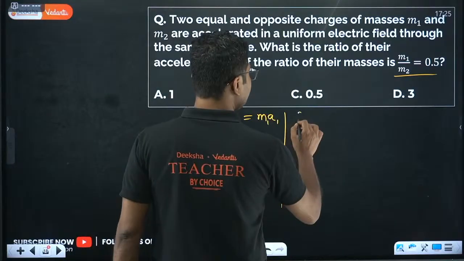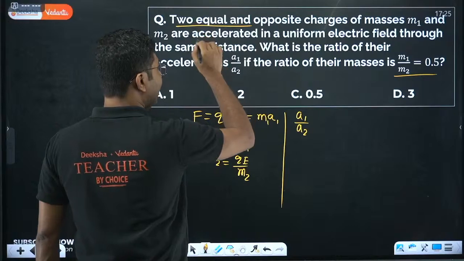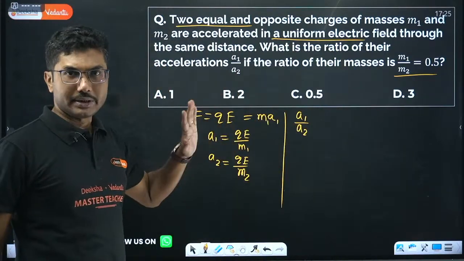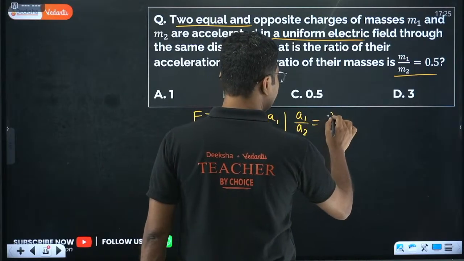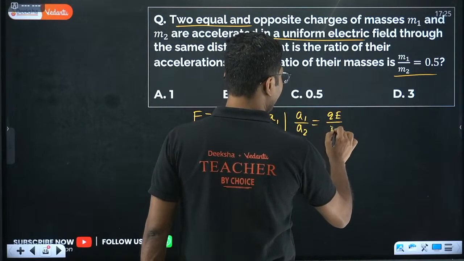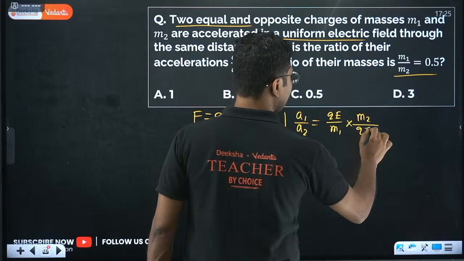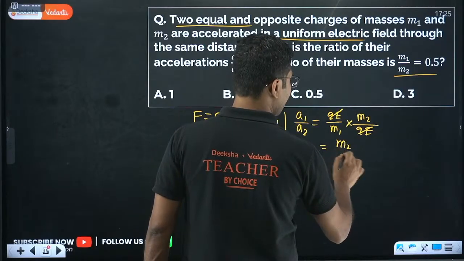So what is the ratio of a1 by a2? Both charges are equal and the electric field is constant. So QE, the force, will be the same, right? So a1 by a2 will be equal to QE by m1 into m2 by QE. So Q into E cancels, and you get m2 by m1.